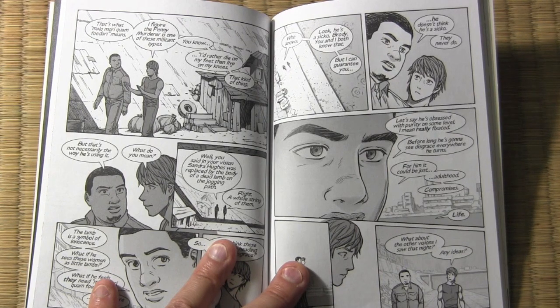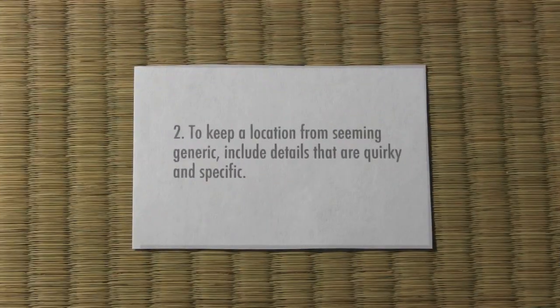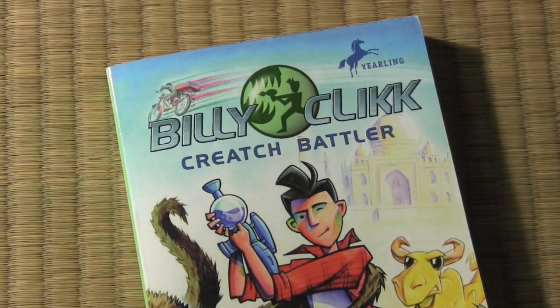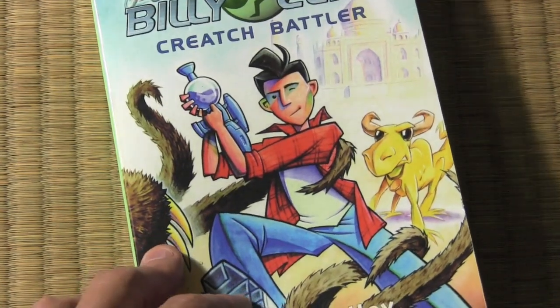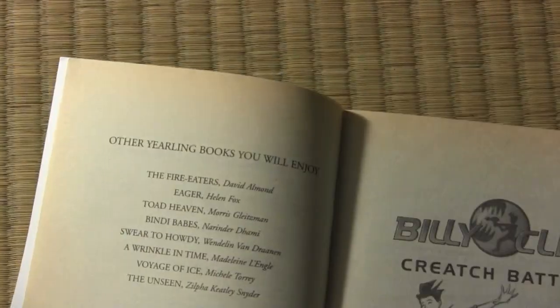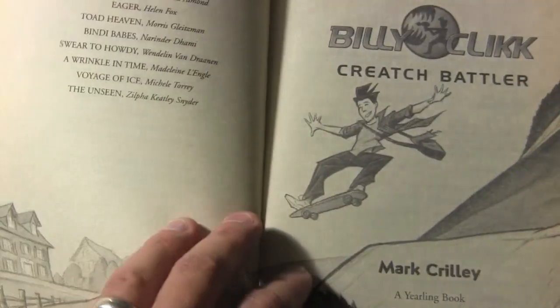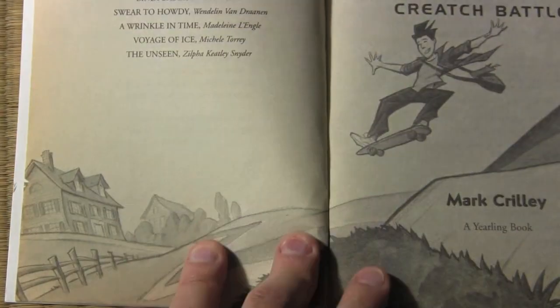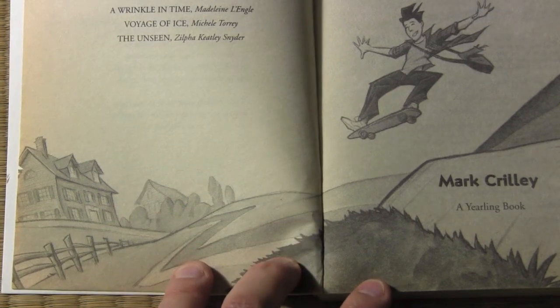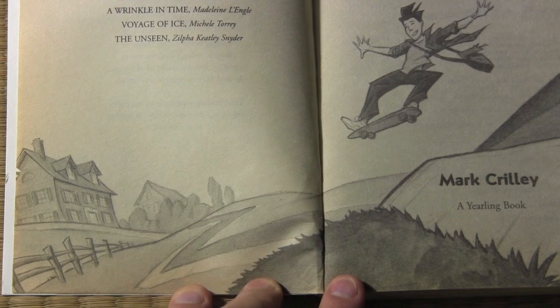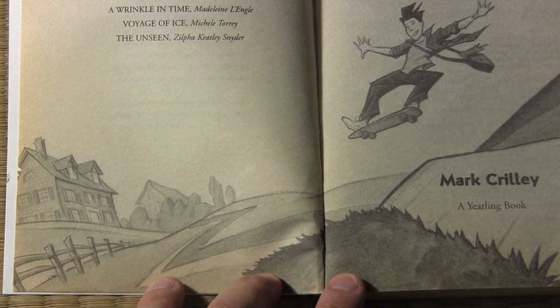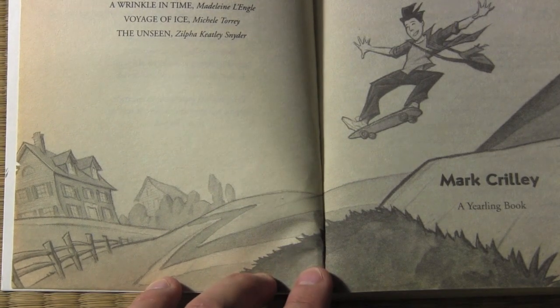Let's move on to the next piece of advice. To keep a location from seeming generic, include details that are quirky and specific. So again, let's begin with a kind of a negative example. Billy Click Creech Battler, this series that I did many years back. In fact, the pages are starting to turn yellow. 2005, I think, was when I did this one. And this opening establishing shot, Billy Click, our main character, skateboarding through a kind of vaguely suburban setting. Kind of generic, I would have to admit. It doesn't have a whole lot in terms of specific quirky details.